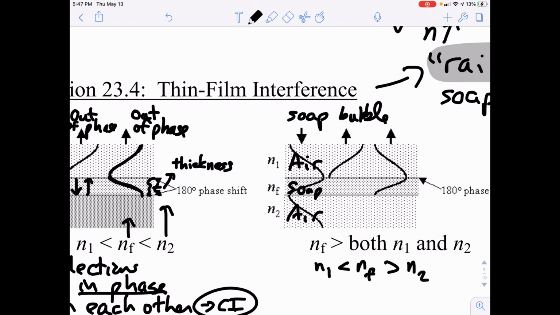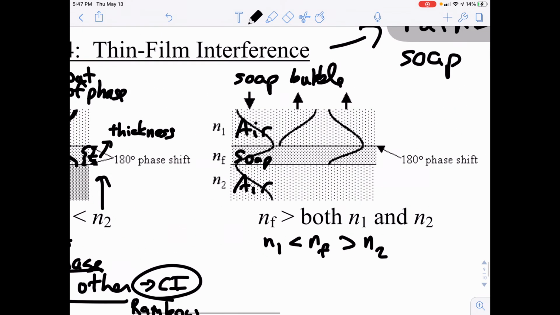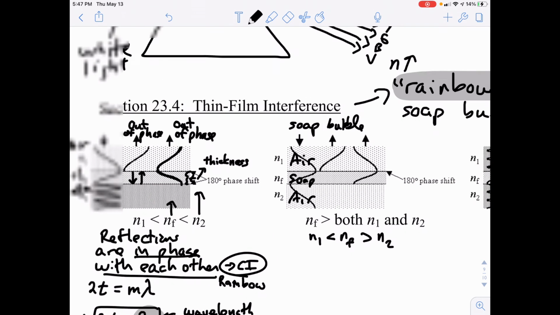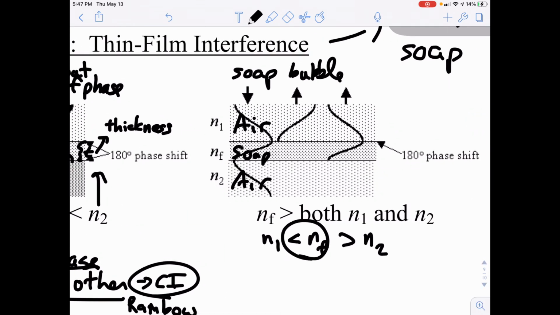It's air inside of a soapy film, and then outside of it is air. So that would be another example we could see. And what would that look like? Well, in this situation here, n of the film is greater than n1. So in this case, this is my value for n1, and my value for n of the film is greater, so I'm reflecting off a more optically dense medium.